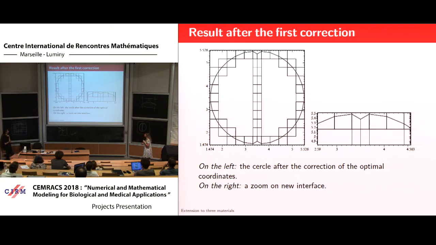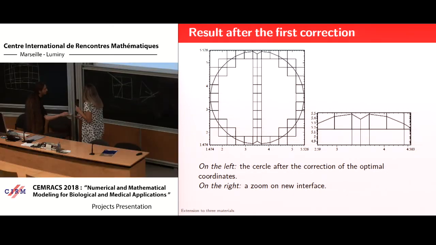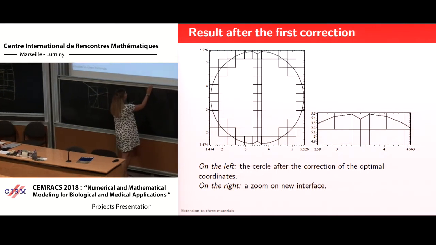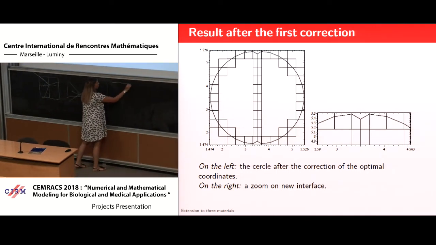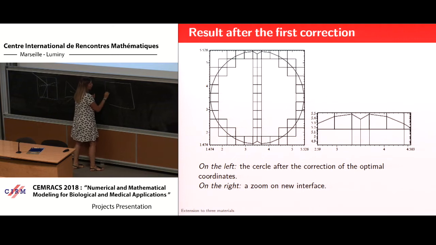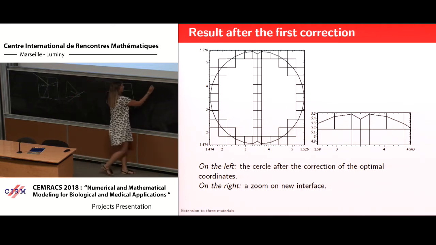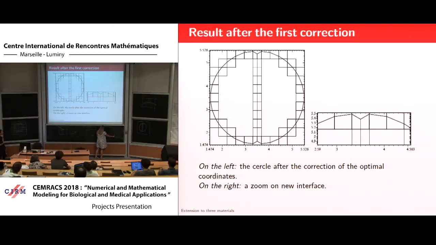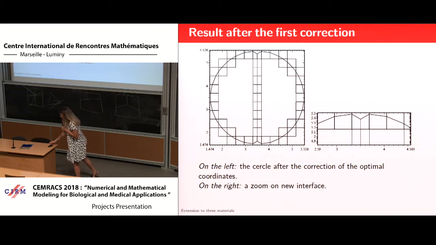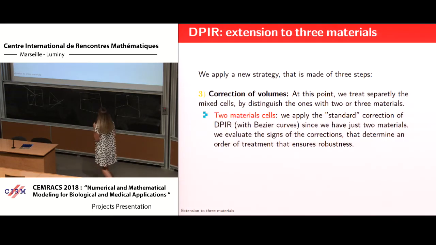So we need an additional, last step in order to correct the volume in each cell. What you can observe here is that you have 2 different types of cells: cells in which there is just the interface between two materials, and cells in which we have the presence of three materials. Clearly those two cases have to be treated in separate ways.